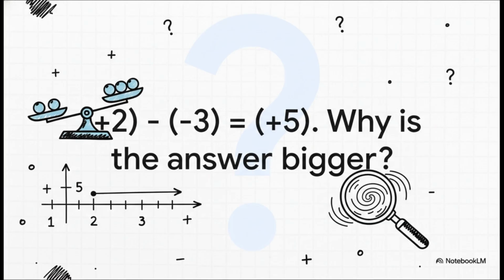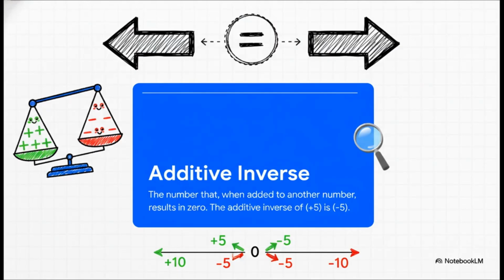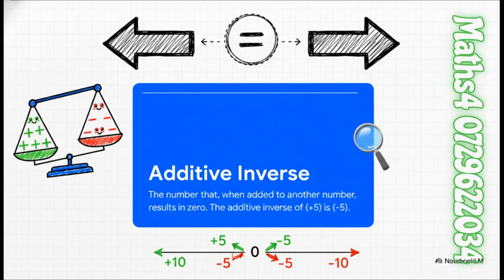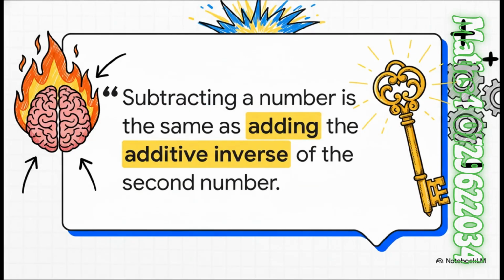And to understand why, we need to talk about one key idea. And that idea is the additive inverse. Now that sounds way more complicated than it is. It really just means the opposite number. So the additive inverse of +5 is -5, because 5 plus -5 gets you back to 0. The opposite of -10 is +10. You get it.